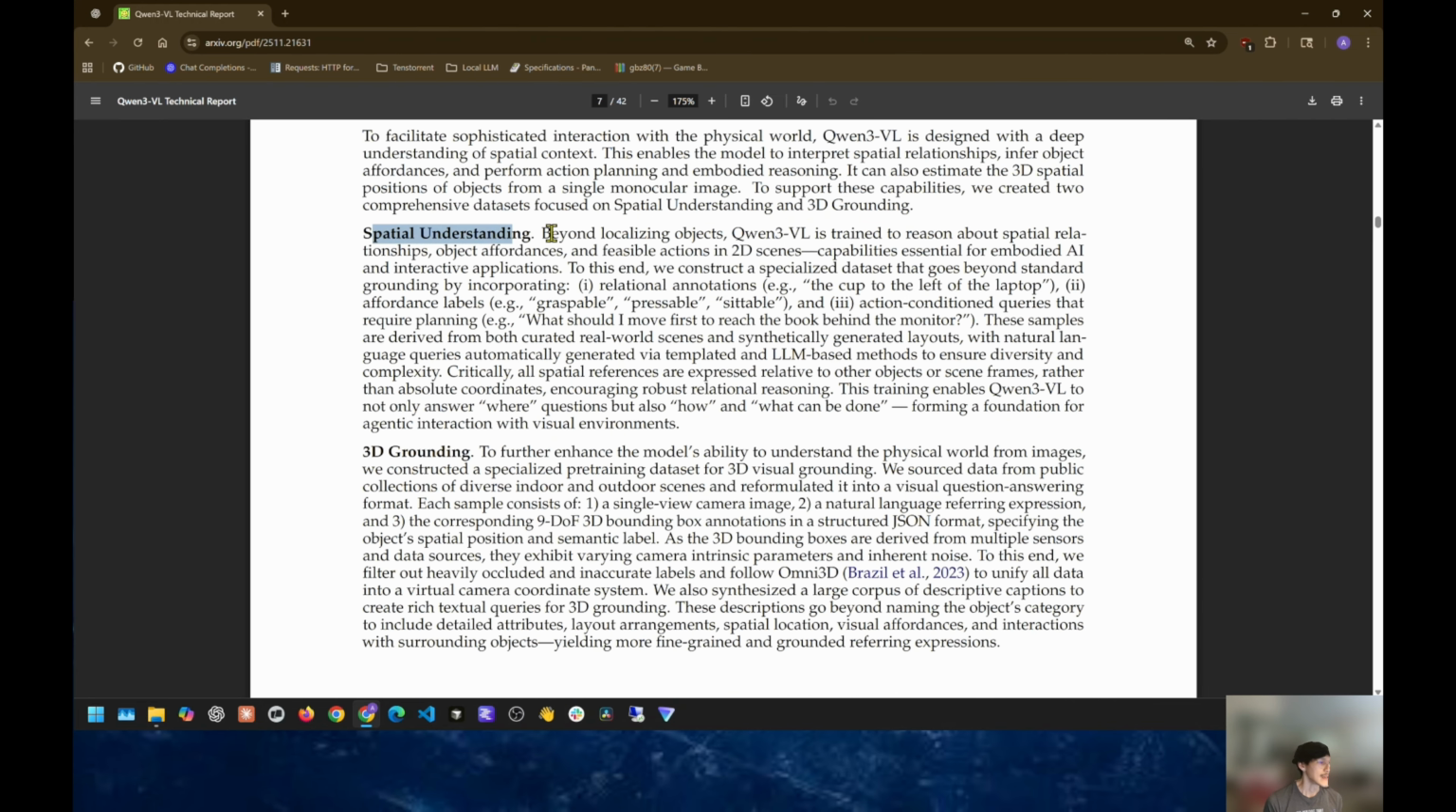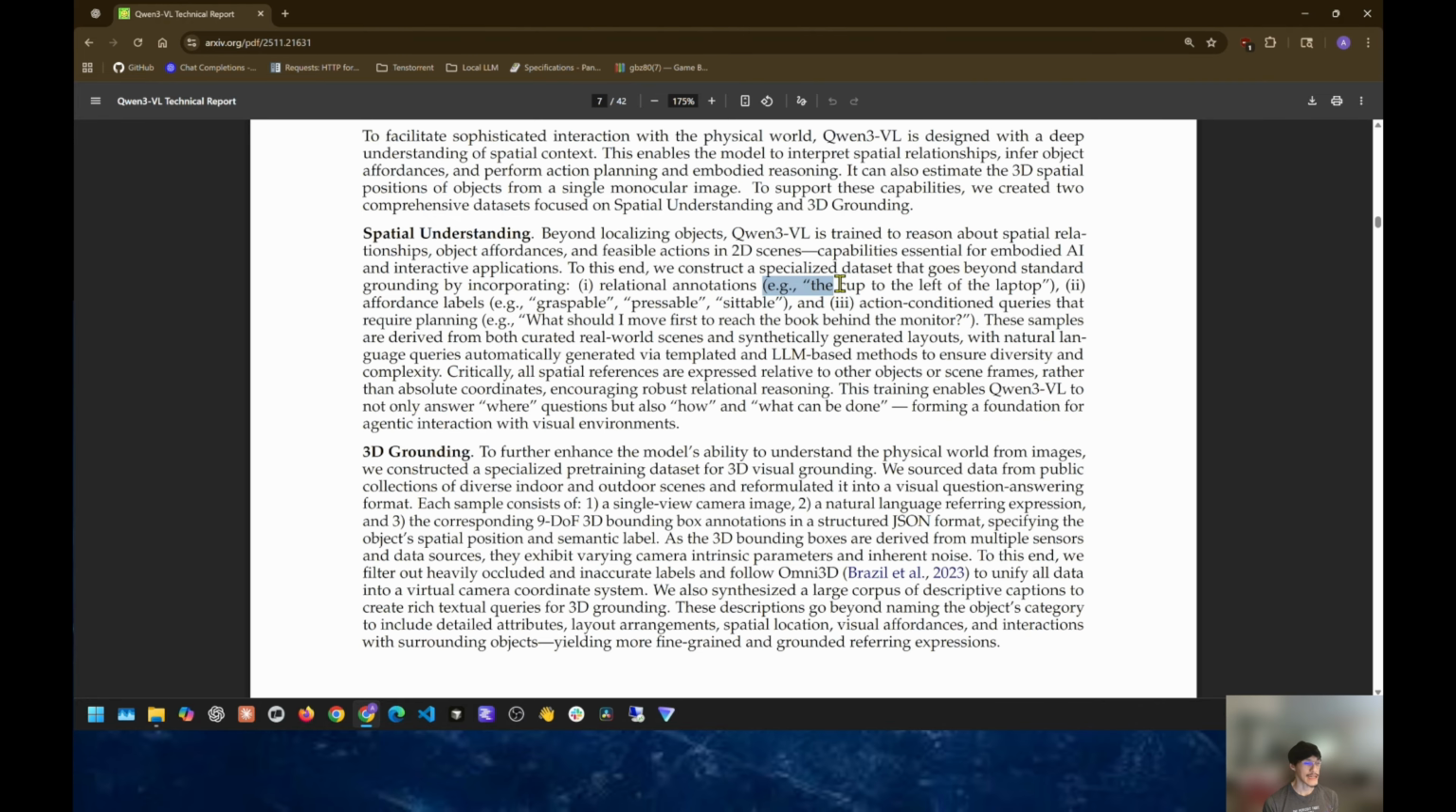Spatial understanding. Beyond localizing objects, Qwen3 VL is trained to reason about spatial relationships, object affordances, and feasible actions in 2D scenes, capabilities essential for embodied AI and interactive applications. To this end, we construct a specialized dataset that goes beyond standard grounding by incorporating, first, relational annotations.